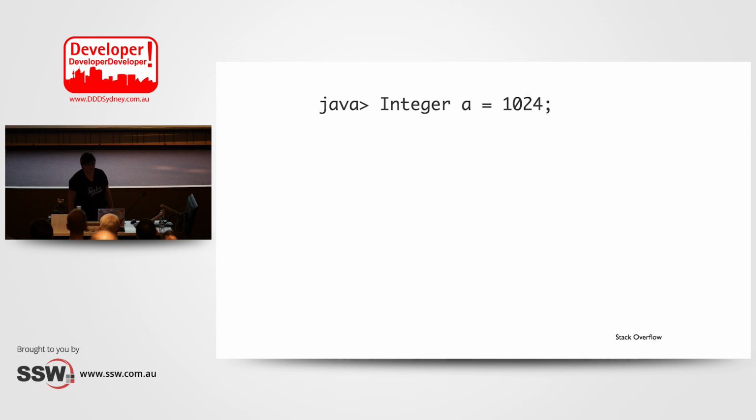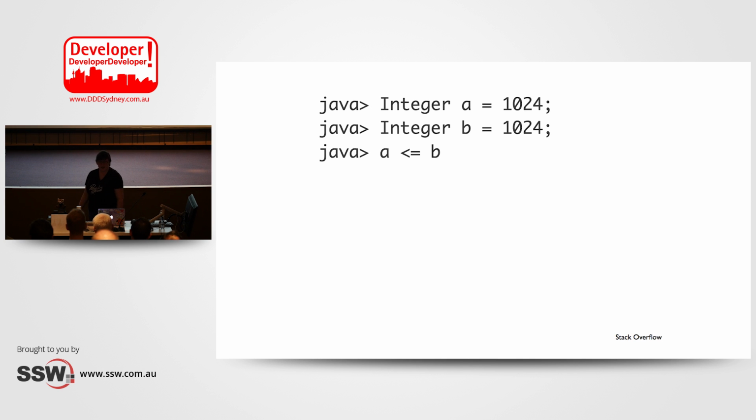Let's talk about Java. In Java, if I declare an integer A as being 1024 and an integer B as being 1024, is A less than or equal to B true? False? True. Is A greater than or equal to B true? False? True. Is A equal to B?